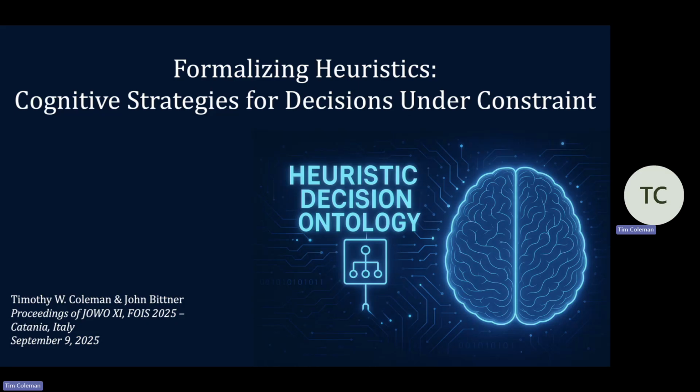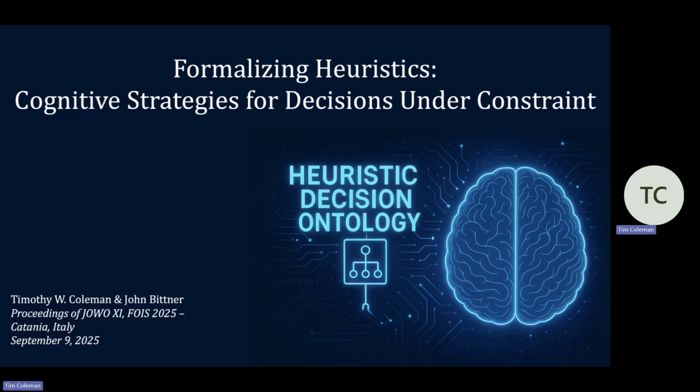The title of my talk is Formalizing Heuristics, Cognitive Strategies for Decisions Under Constraint. This work is co-authored by John Pittner and myself. Together, we started from a simple but important question. How do humans and machines actually make decisions when they're under stress and information is limited? The idea was, what if we could capture those quick rules, which folks call heuristics, in a way that's rigorous enough for ontology, but still flexible enough to work in real world systems?